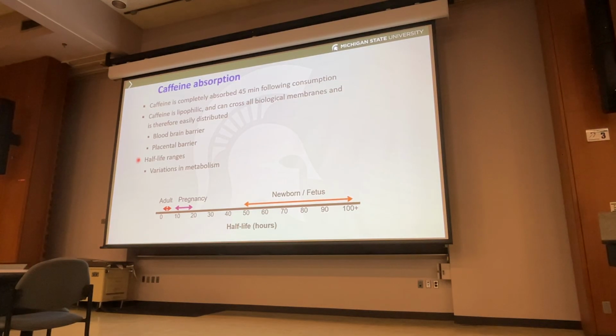Due to the fact that the metabolism of this drug has a wide range of time, or half-lives. So as we said, 45 minutes, right? So for adults, it's very short. During pregnancy, this metabolism kind of lacks, and it's more about absorption and some slight decrease in metabolism.